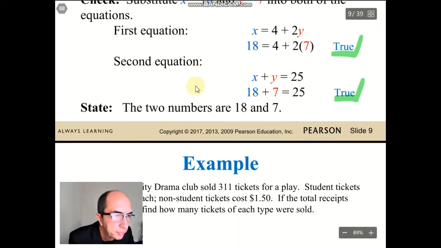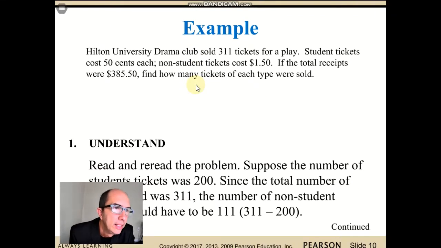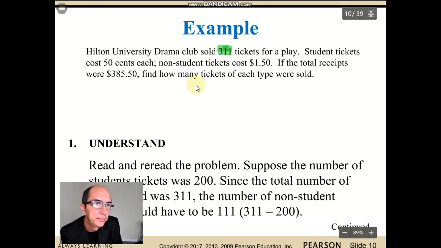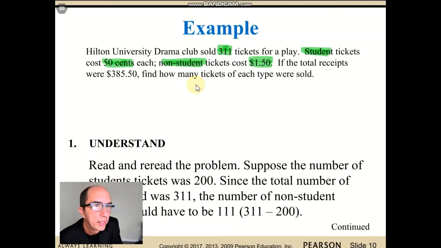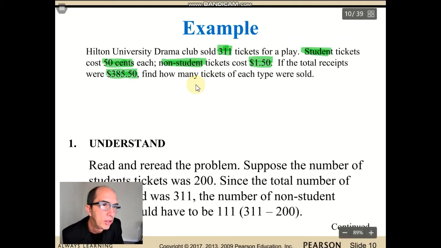Let's try another example. Now we have this question. Hilton University Drama Club sold 311 tickets for a play. The student tickets cost 50 cents each, and non-student tickets cost $1.50. If the total receipts were $385.50, find how many tickets of each type were sold.